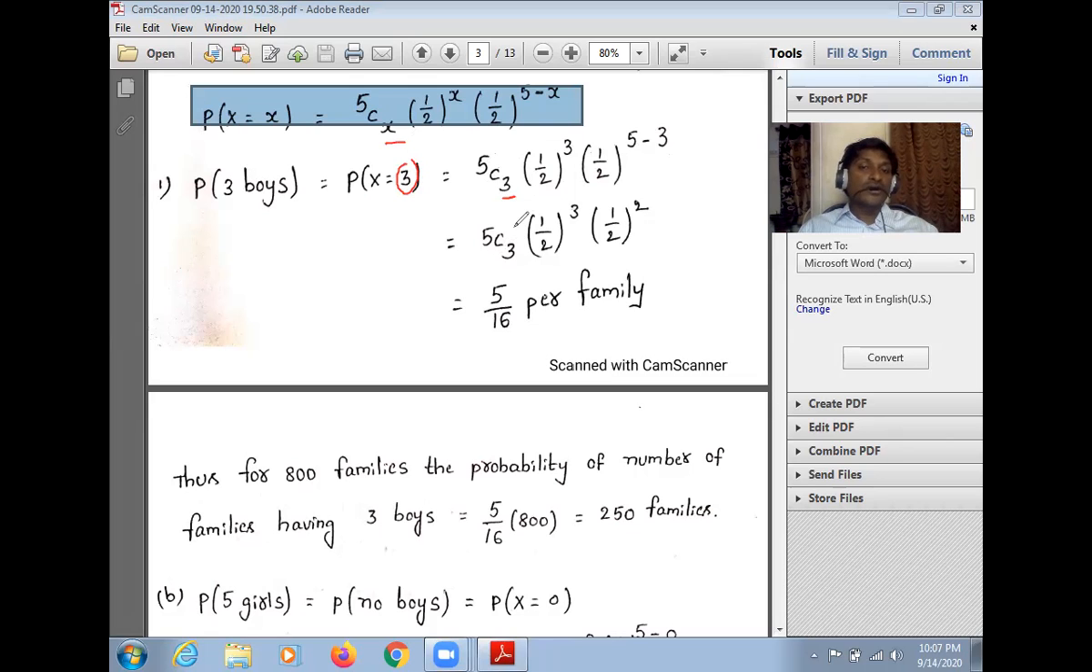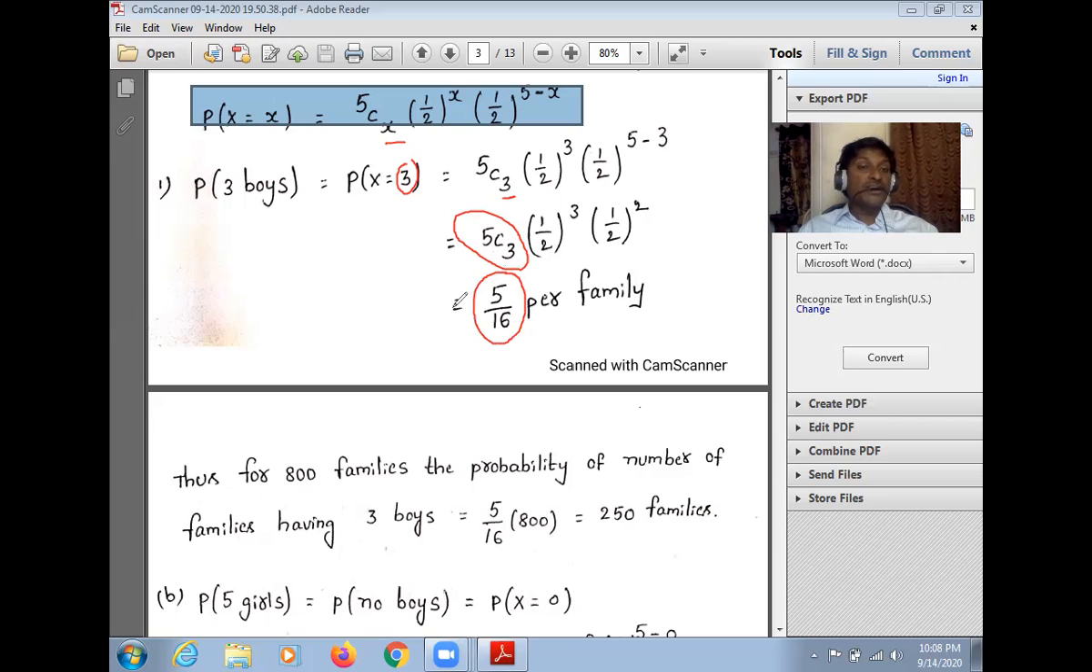You can use a calculator. Using the calculator we can find 5C3 and 1 by 2 whole cube into 1 by 2 whole square. That is 1 by 2 whole power 5, which is 1 by 32, and 5C3 we can calculate using nCr, or simply using the calculator. So how much did we get? 5 by 16 is the probability per family for 3 boys. That is what we got, but they asked for the number of families.